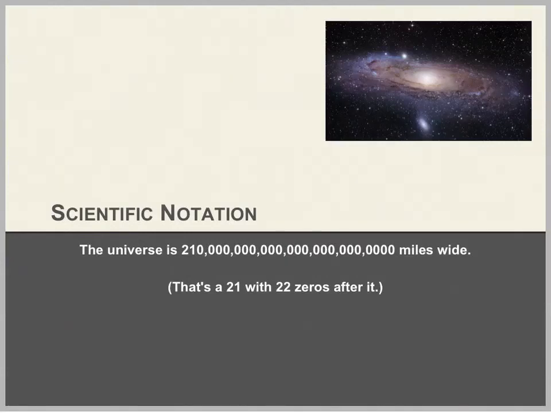Scientific notation. The width of the universe is 210, and I don't even know how to pronounce the next part of it, but it is a 21 with 22 zeros after it. This is a really large number, so we're going to look to see how scientific notation can help us write these numbers in an easier format.